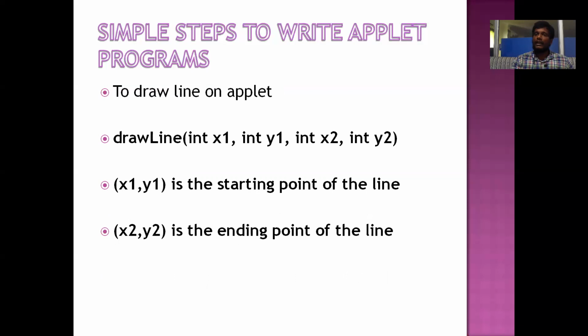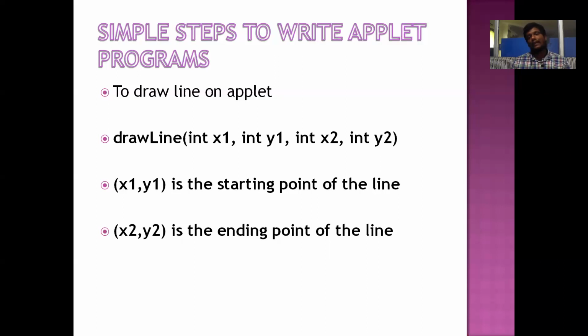If we want to draw a line on the applet, we all know that a line has 2 endpoints. Each and every line in the universe will have 2 endpoints, for example point 1 and point 2. And while we are dealing with 2 dimensions, each point should be associated with respective x and y values. For example, if the starting point of the line is x1, y1 and the ending point is x2, y2, and we want to draw a line between those 2 endpoints, we have to pass all those parameters to the method called draw line method.